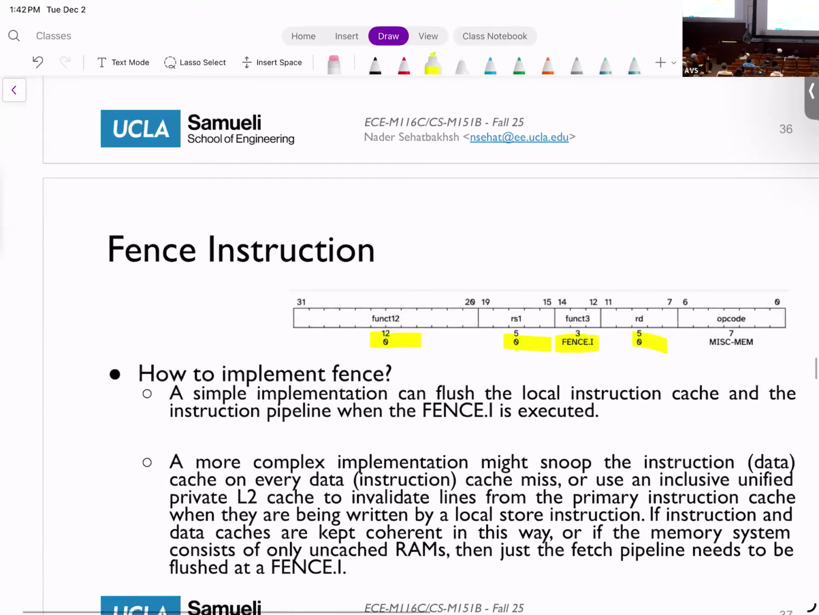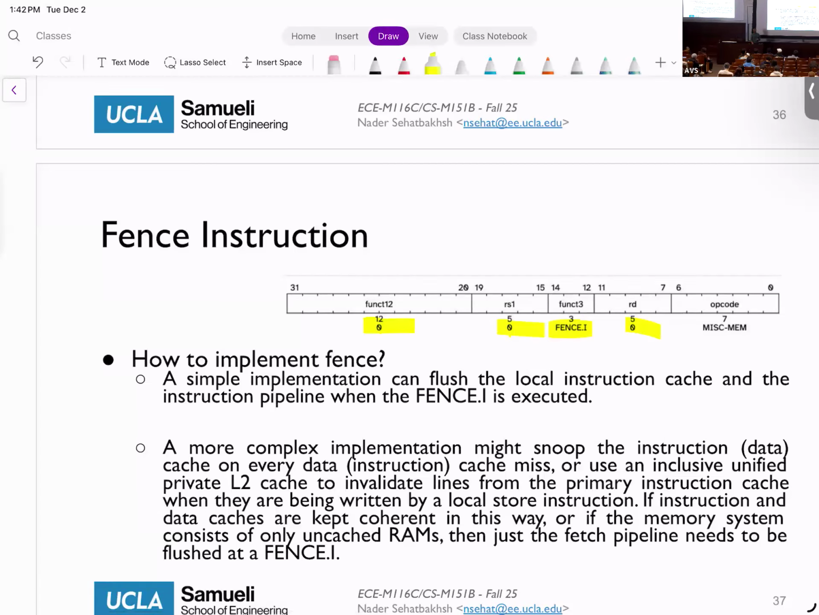A more complex one is that you can do it by some form of snooping. So you can snoop the data and you make sure that if there is any access before that, you don't let the access to happen and so on and so forth. So there's actually quite involved implementation of a fence instruction. It's a very complex instruction. That's why many simple processors do not support a fence, but many high-end processors do implement a fence.